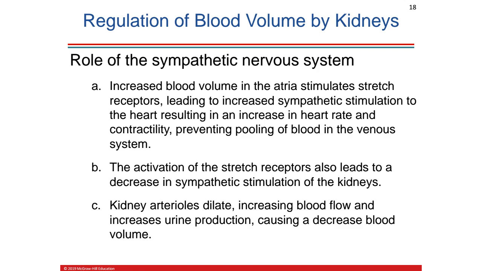This will lead to increased blood flow into the capillary beds, the glomeruli within the kidney, and this will lead to increased filtration and therefore increased urine production. And this then causes a decrease in blood volume, and that, of course, opposes this increased venous return and increased blood volume that the heart was detecting via these mechanosensitive receptors, stretch receptors within the atria.